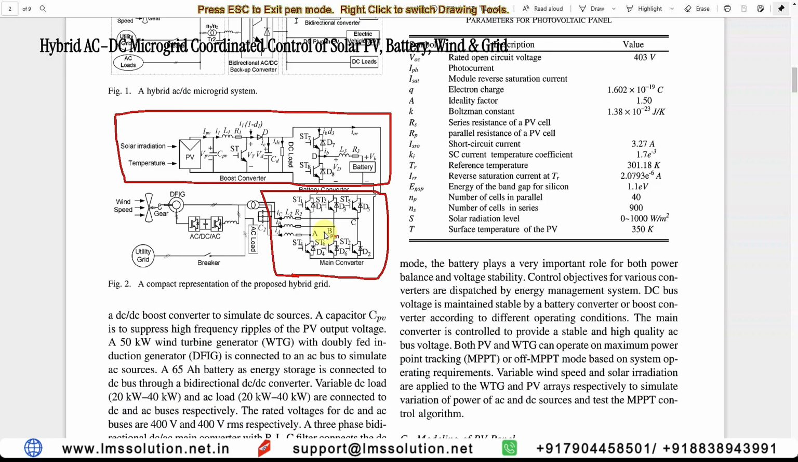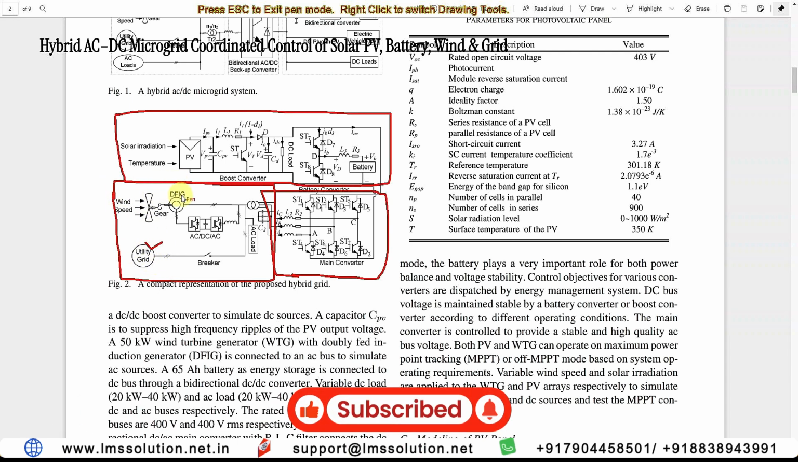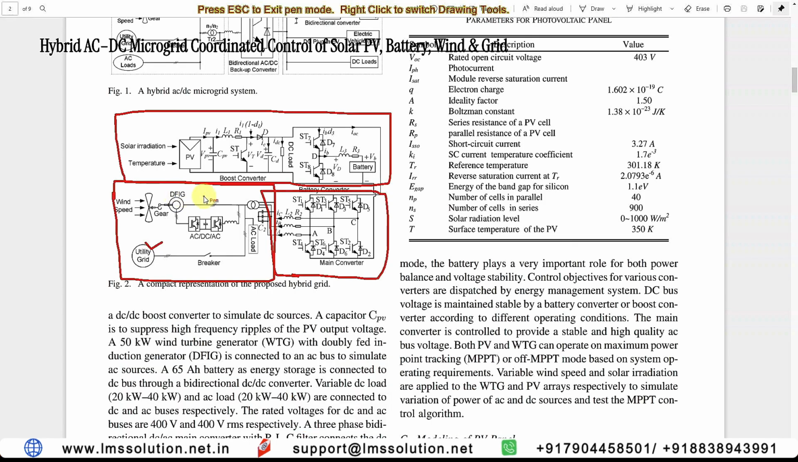It can allow power flow from the DC microgrid to the AC microgrid, and then from the AC microgrid to the DC microgrid. This converter is going to be connected with the AC microgrid system. So this is the AC microgrid system. It consists of a utility grid, and then a wind energy system consisting of a DFIG, doubly fed induction generator. This whole setup is going to act as an AC grid. Here we have the AC load.